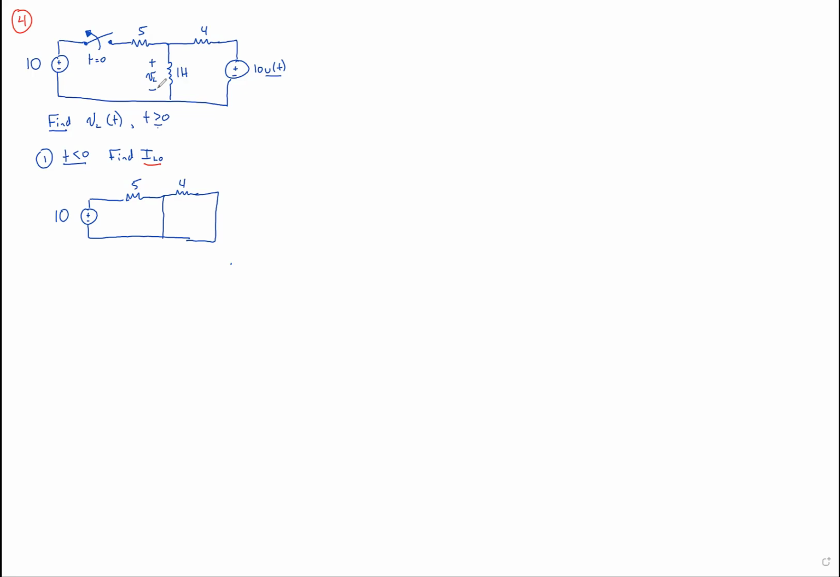Now, since we've defined VL here in this way with plus on the top, we really have to define IL naught in this direction to make it agree. I'll just simply say I. That's our current through the inductor. So it's leaving at the more negative and entering in the more positive. So that's passive sign convention as it should be. So this is what we want to find. This is our IL naught.